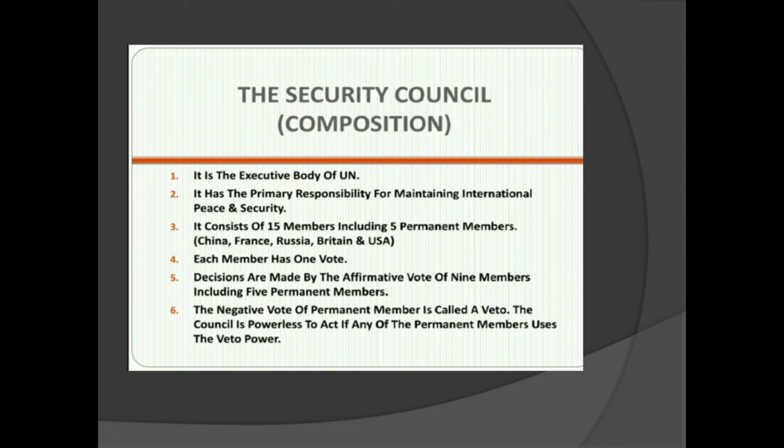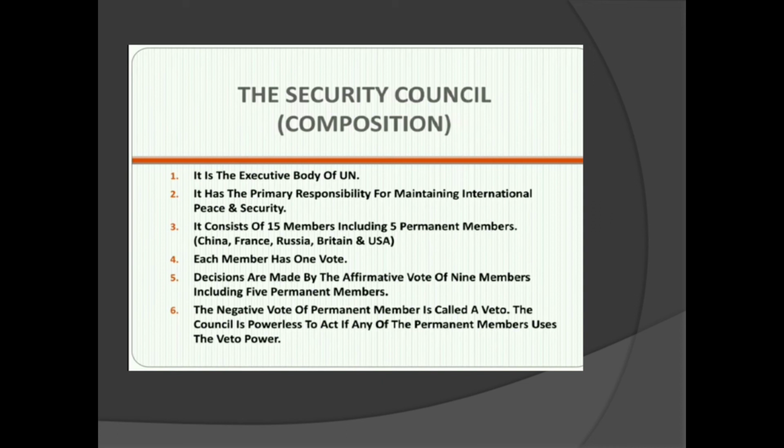The Council meets whenever need arises, and decisions are taken by a majority vote of 9 members, including the 5 permanent members. Once again, 9 members. 15 is the total number of members. When there is a need and a decision is taken by a majority vote, it comes to a majority vote of 9 members. So out of 15, 9 members' votes are to be considered, and among these 9 members, the 5 permanent members are compulsorily to be present.